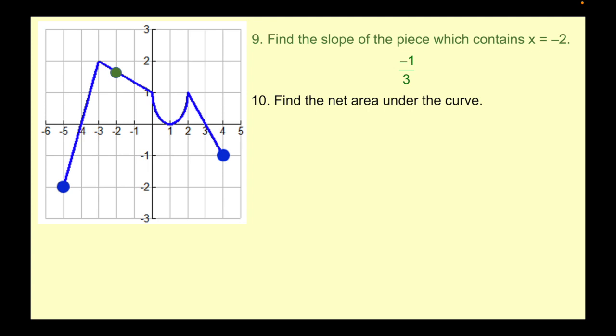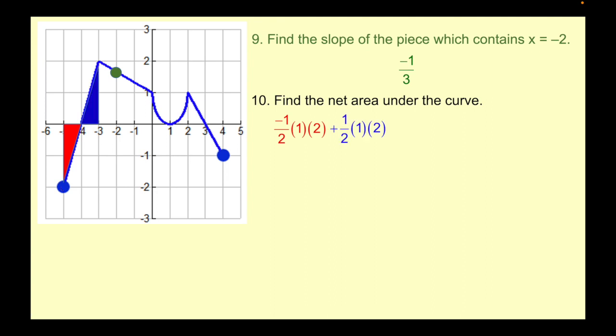For 10, when it says to find the net area under the curve, again, I want you to take that line from -5 all the way up to 4 and just connect that all the way through. Now from there, the first part is a triangle, and this one is asking net area, so we don't have absolute values in this case. So this is -1/2, the base is 1, the height is 2.